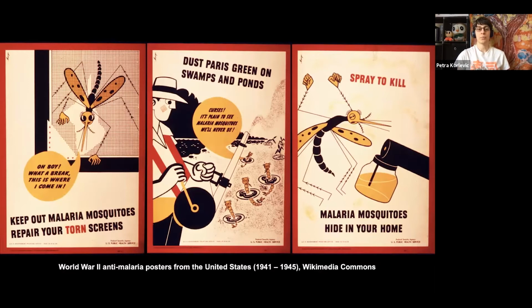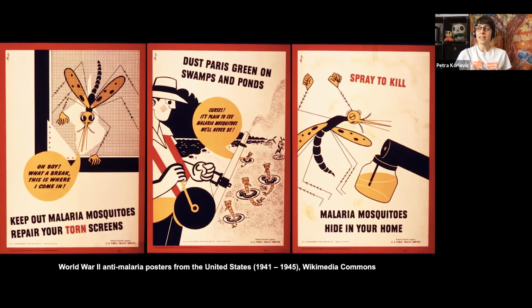So you would put insect screens on your windows, make sure that they're not torn. You would use general poisons such as Paris green to kill off the mosquitoes, but a general poison just kills everything, including being very toxic for humans.